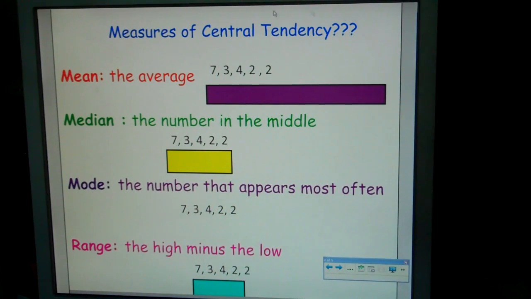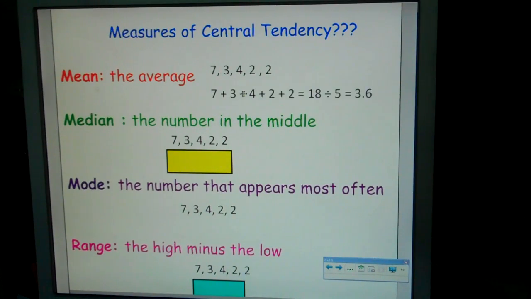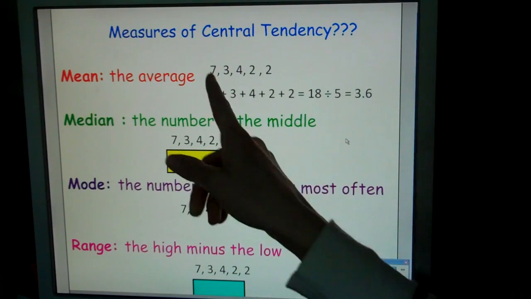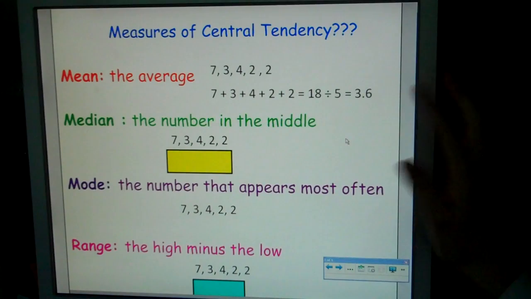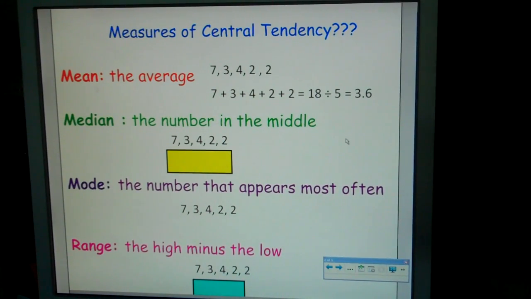Alright, so the mean, the average. You guys know how to calculate the average. If I have a data set, what do I have to do? Add them all up and divide by how many there are. There are 5 pieces of data in my data set, so I add them all up, divide by 5, there's my average. If that was the number of popsicles I ate each day, what was the average number of popsicles I ate on any given day? 3.6 popsicles.